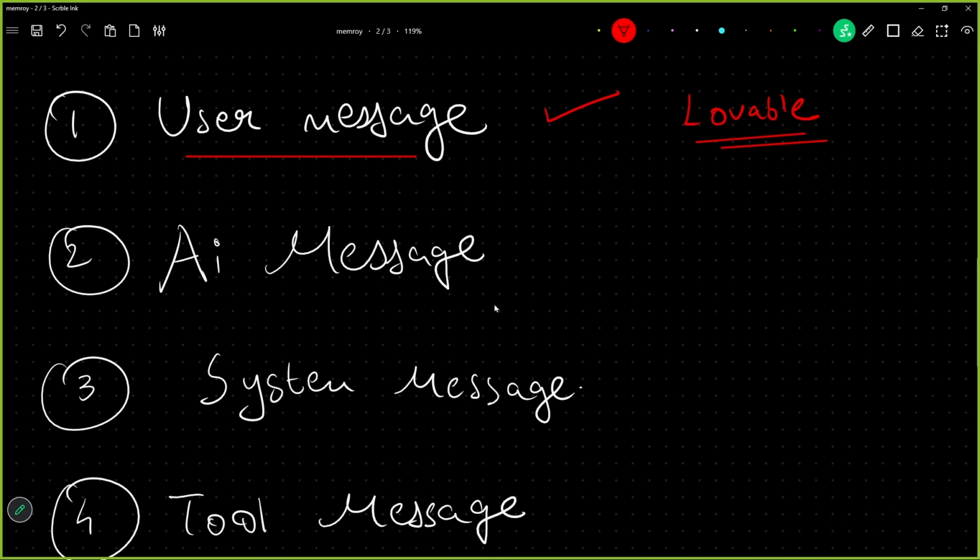All right. Now, the second one is the system message. The system message is nothing but the instructions which we have given. And these instructions are nothing but the prompt engineering which we have done internally. This is prompt engineering where we instruct our AI to behave in a certain way.